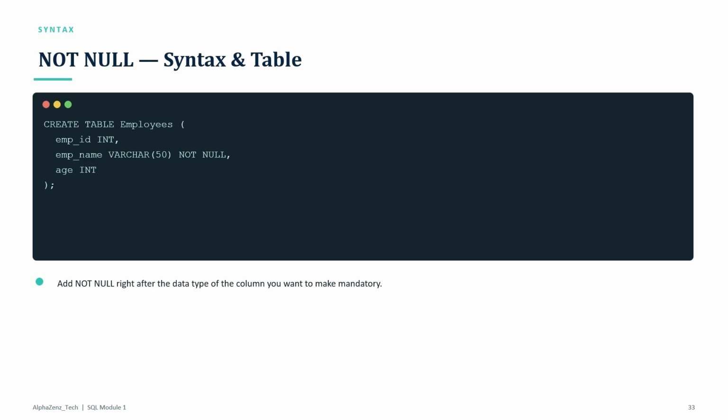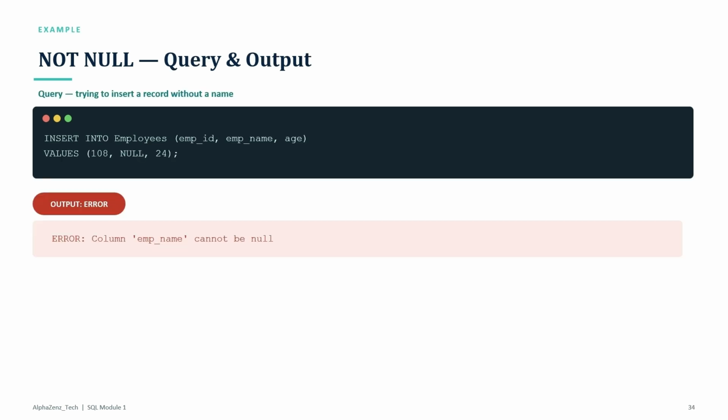Slide 40. NOT NULL, syntax and table. Syntax is simple. Just add NOT NULL right after the data type of the column you want to make mandatory. emp_name VARCHAR(50) NOT NULL.